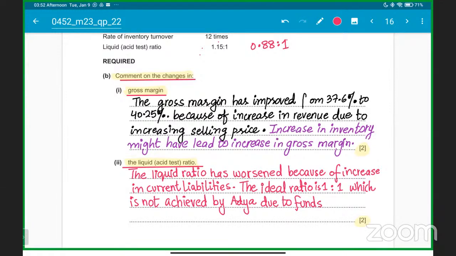So due to funds being tied up in some other assets, being tied up in the inventory, okay? Due to funds being tied up in the inventory. Got it, everyone? Clear?